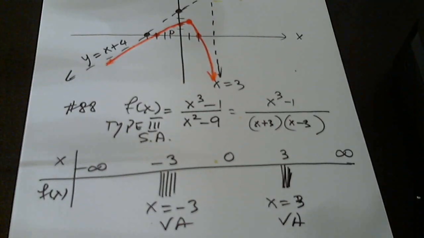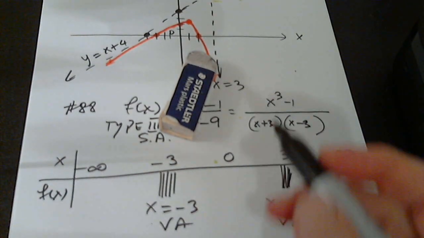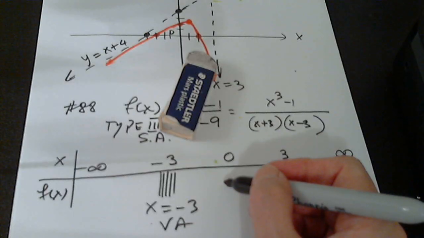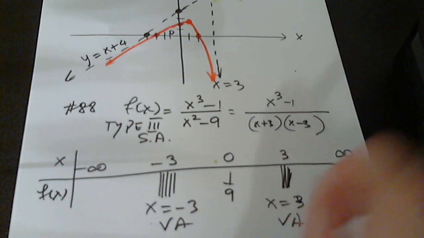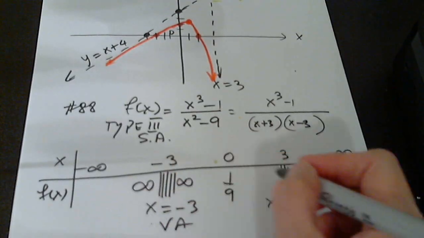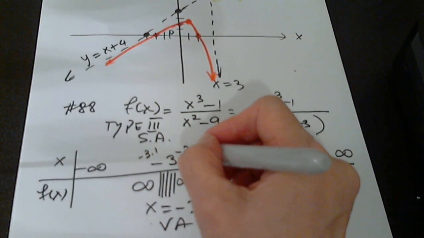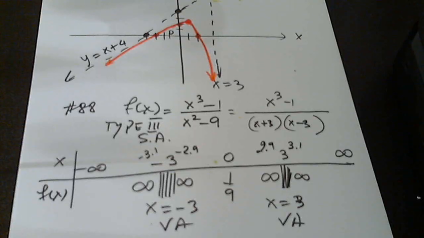Good. Can anyone plug in 0? What do we get when we plug in 0? One over 9. That's it. They are vertical asymptotes, but we don't know the sign. The sign will be determined left and right: negative 3.1, negative 2.9, 2.9, 3.1.